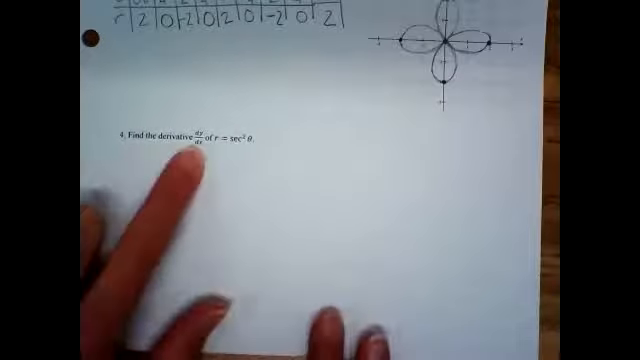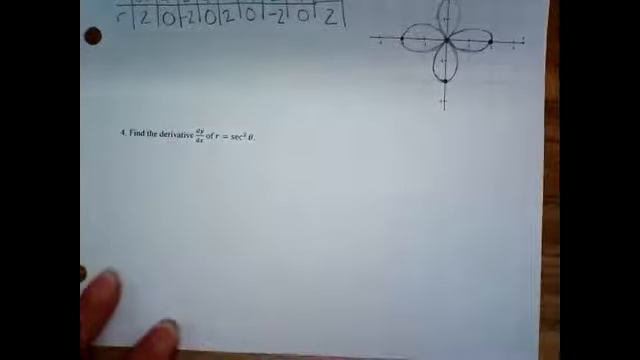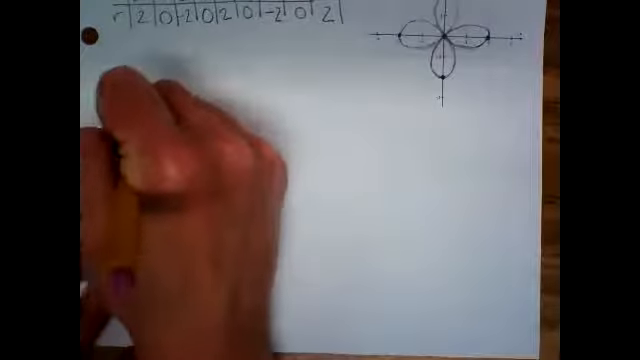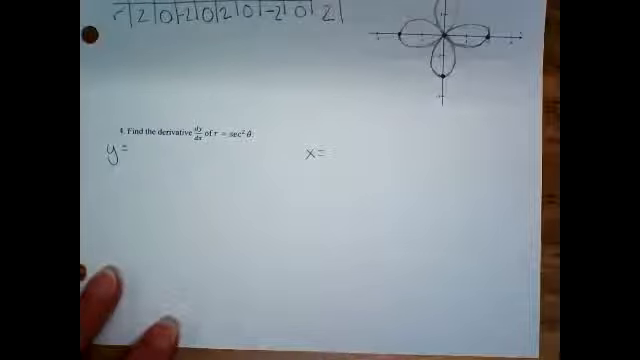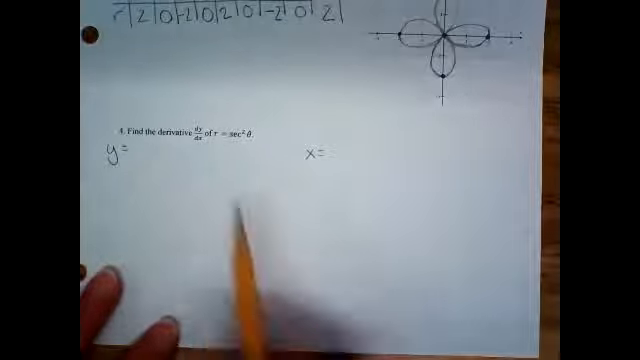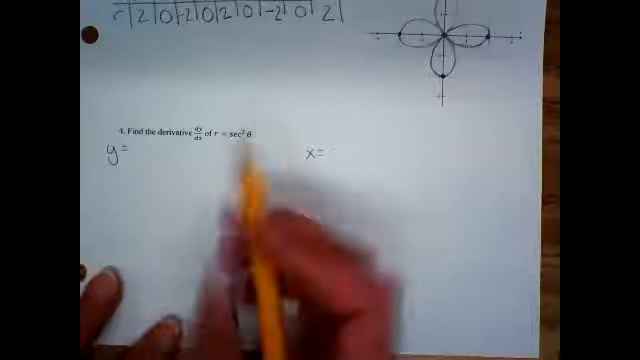All right, that's what we did last time. Now we're getting into the derivatives. Find the derivative dy dx. It's a little bit of writing, but it's not necessarily hard. First, you have to find y and x to do dy dx. So y is r sine theta. So it's going to be this times sine theta.